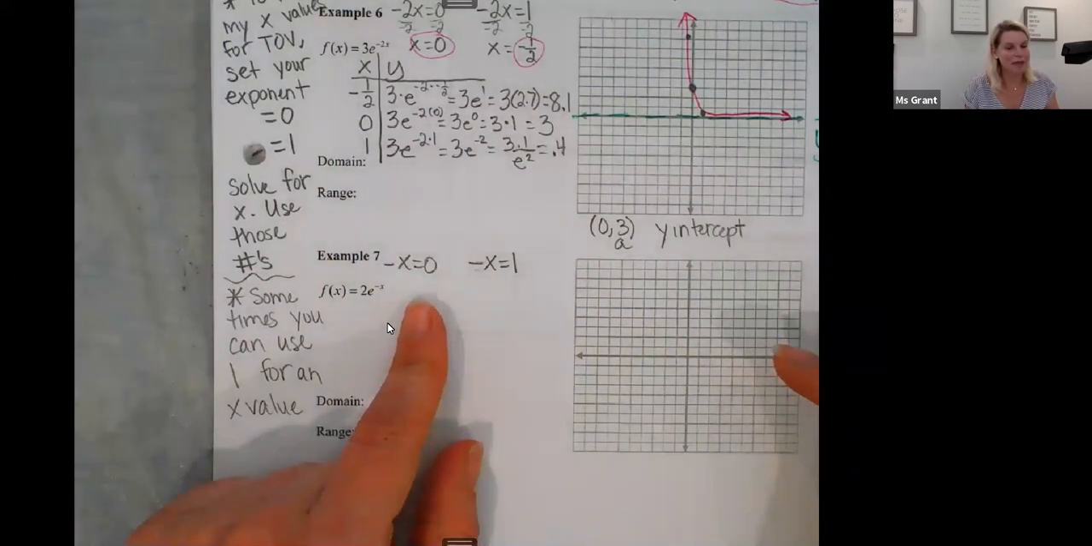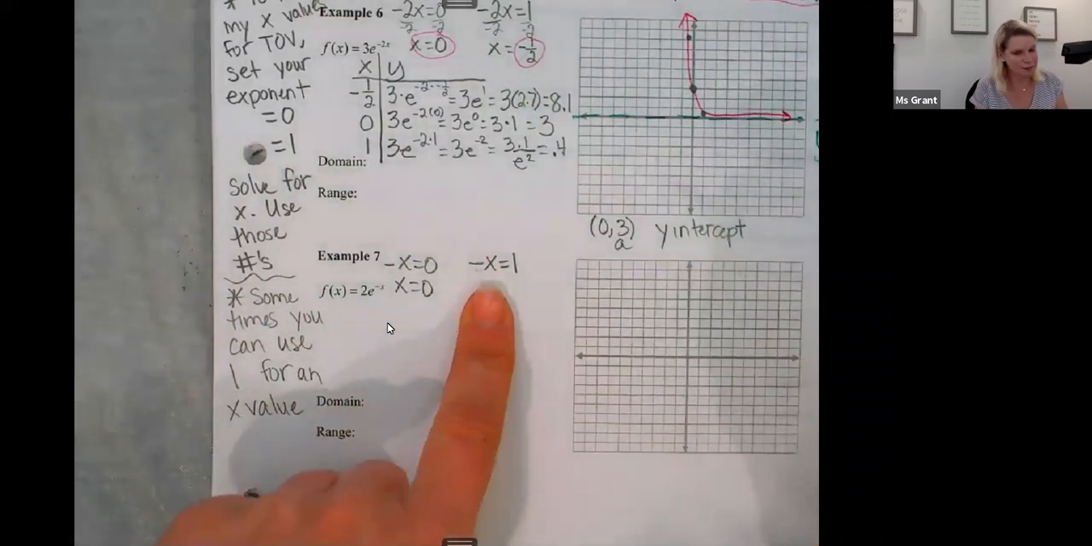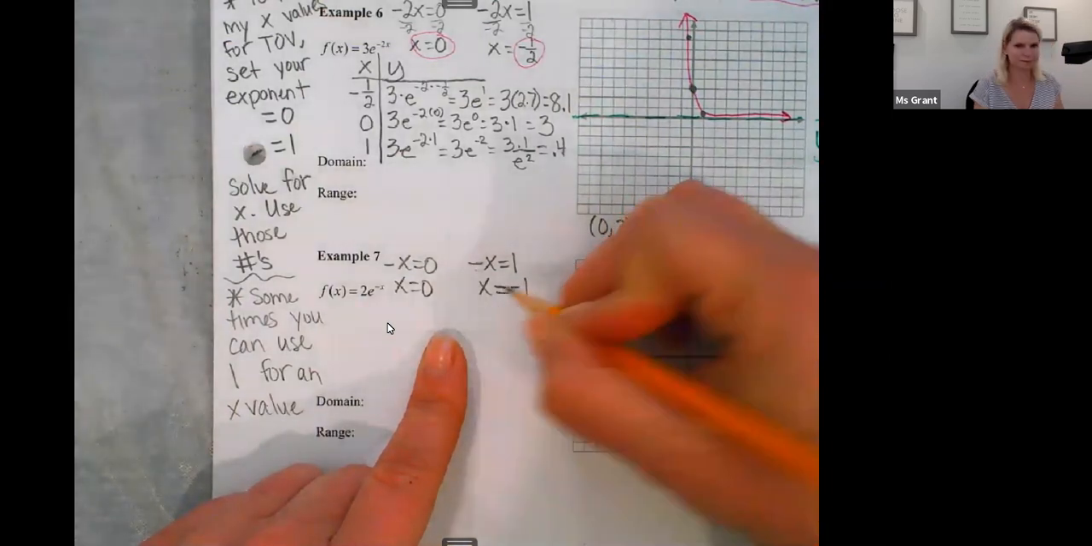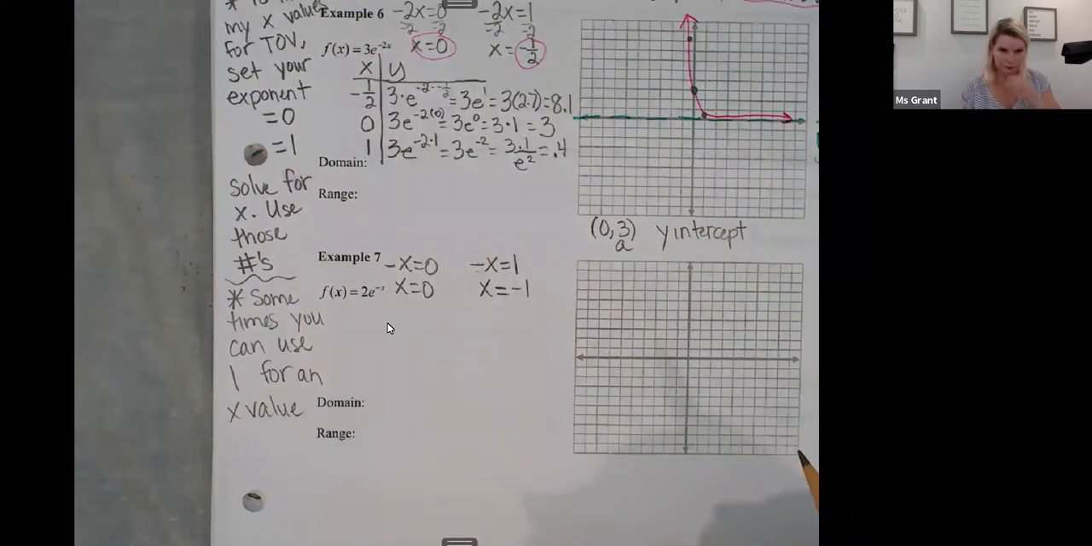Negative x equals 0. x equals 0. Negative x equals 1. x equals negative 1. So that means let's just pick 2.